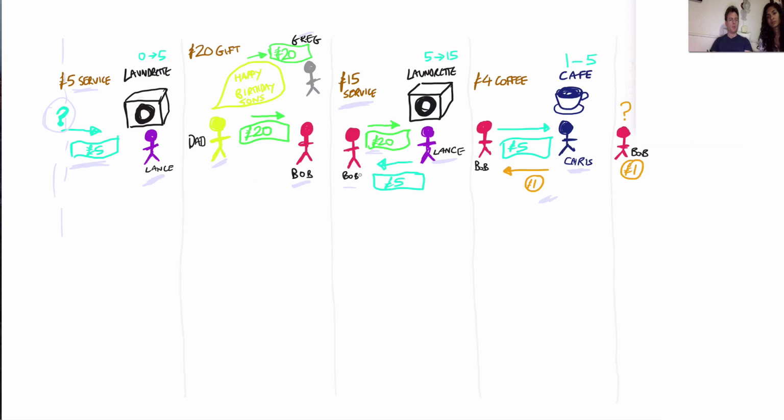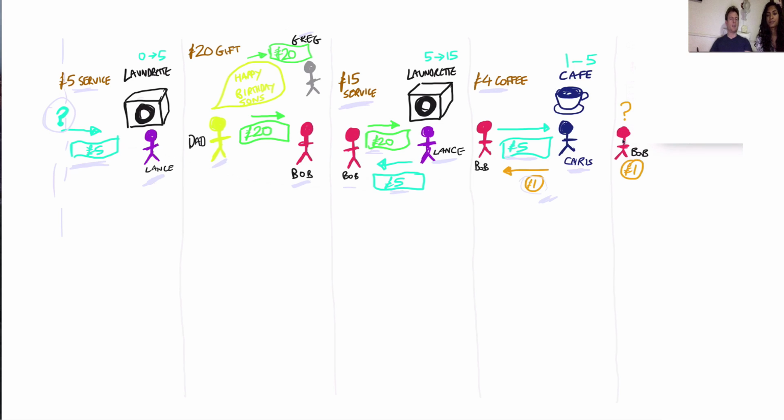Then Bob decides to go and celebrate his birthday by going to the coffee shop, where he buys a £4 coffee. He hands over that same £5 note that he received as change from Lance the laundrette, and he hands it over to Chris, the guy at the coffee shop, who gives him a £1 coin in change. And then at that point, Bob walks out of the coffee shop with £1 in his pocket.